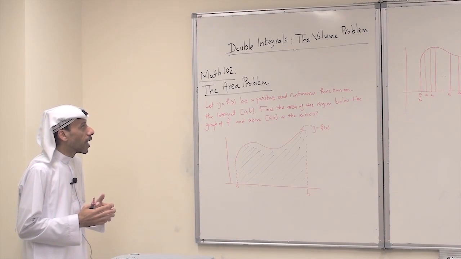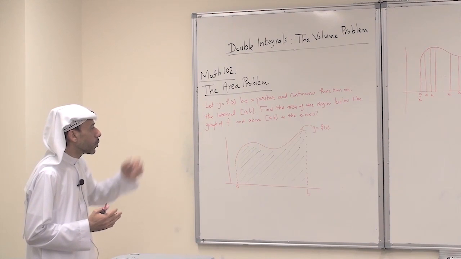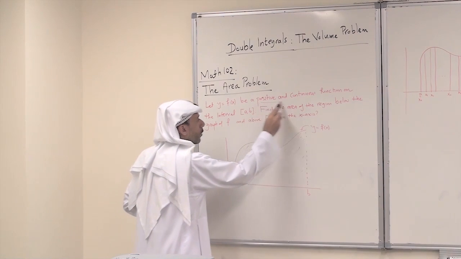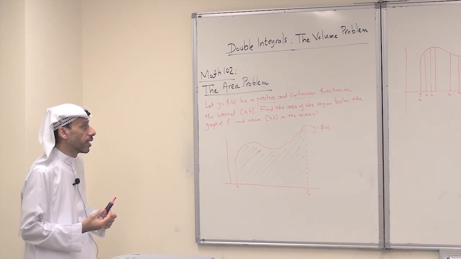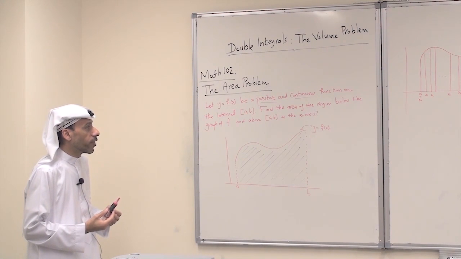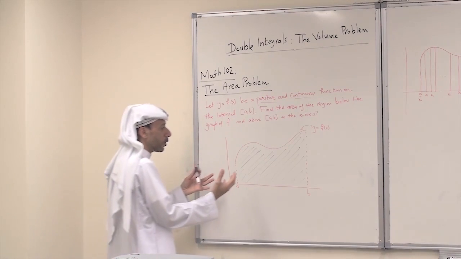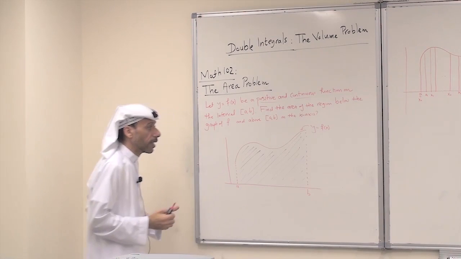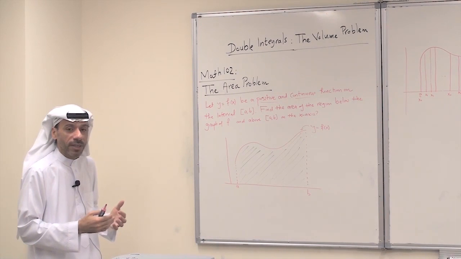So in Math 102 or Calculus 2, we started with the area problem, which states the following. Let y equals f of x be a positive and continuous function on the closed interval AB. Find the area of the region below the graph of f and above the interval AB on the x-axis. So here we need to find the area of this region below the graph of f and above the interval AB. In the solution of this problem, we started by making an approximation.